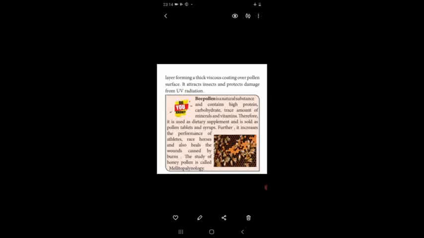The study of honey pollen is called melittopalynology. It's important, one more question. The study of honey pollen is called what? Dash. The study of honey pollen is named as dash. What is that? Melittopalynology. So this is also an important question.